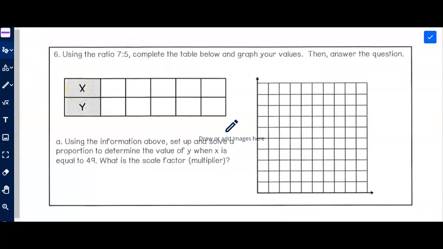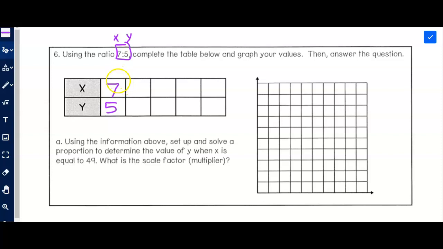Okay, so here we're given a ratio 7 to 5. And it says complete the table below and graph the values and then answer the following questions. So we're using a 7 to 5 ratio, X and then Y. X is first, Y is second in my table, so I'm going to put the 7 here and the 5 here. And since it's a ratio table, I'm just going to create equivalent ratios for 7 to 5. You can pick whatever numbers you want. I'm just going to try to keep it as simple as possible.